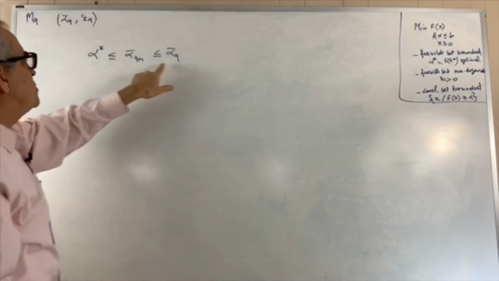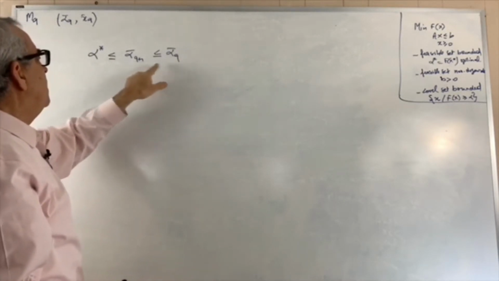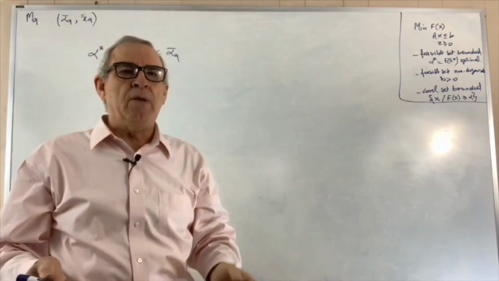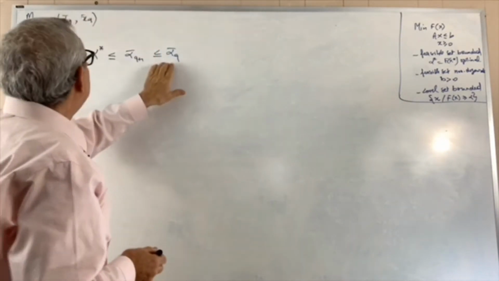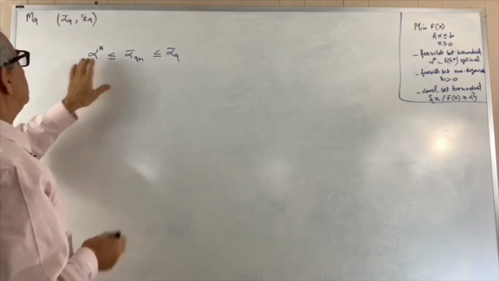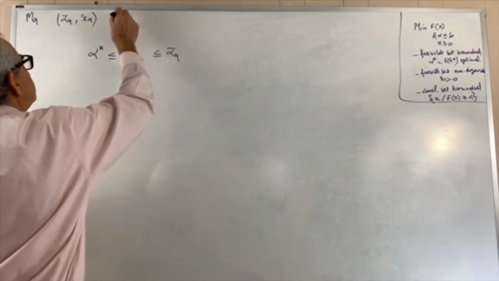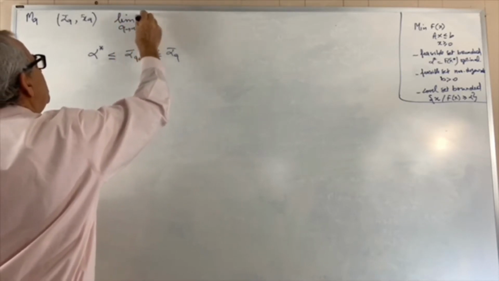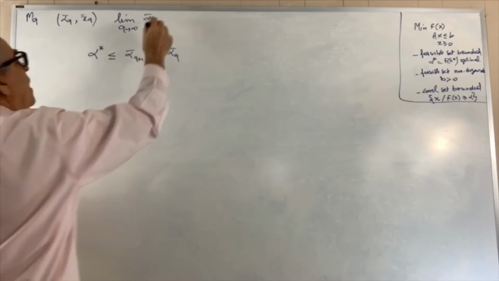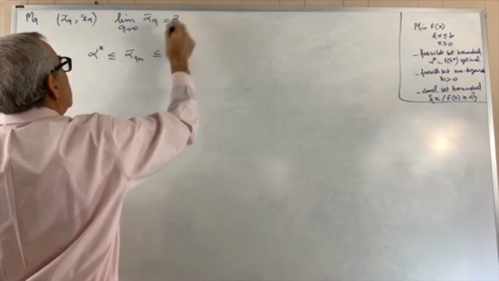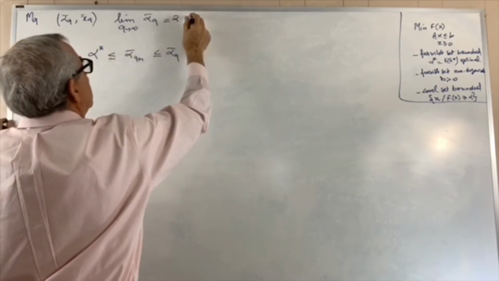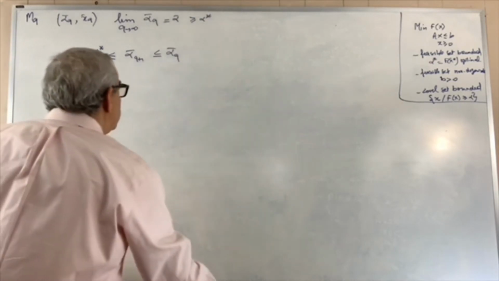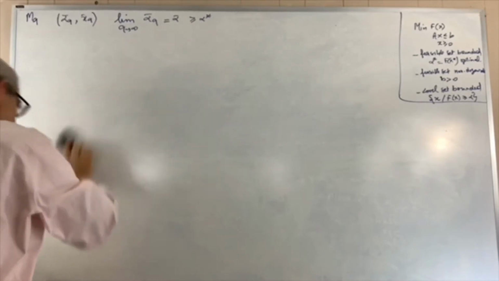By construction of this sequence, alpha bar q of the next iteration is always less or equal to the previous one. So alpha bar q is a decreasing sequence bounded below. So the limit of alpha bar q exists, and let's call this alpha bar. And of course alpha bar is going to be greater or equal to alpha star. Okay, so this is a trivial fact.